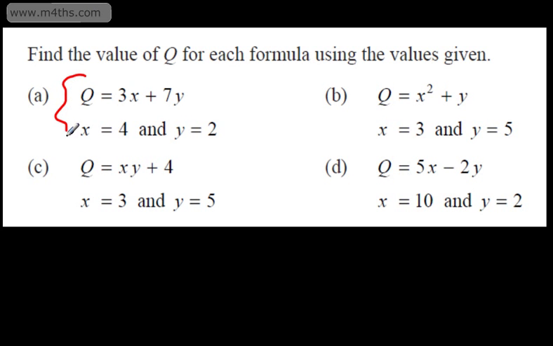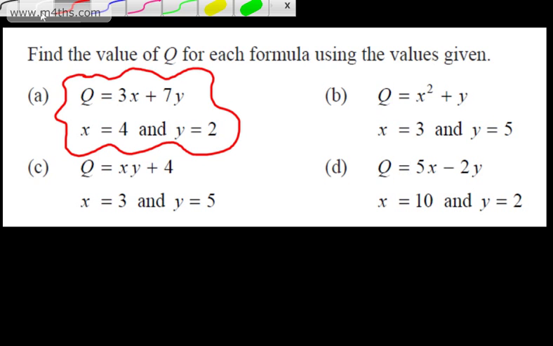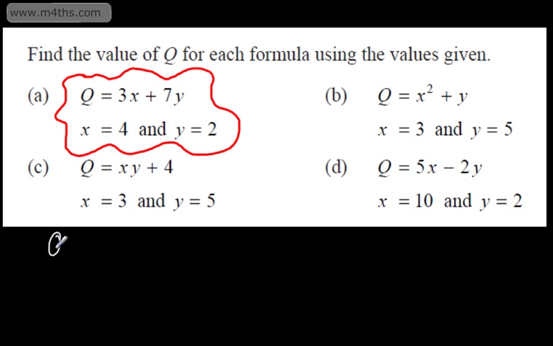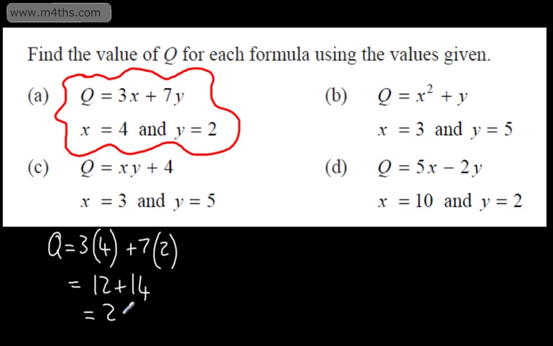So what we're being told now is Q is equal to 3x plus 7y. We're told x is 4 and y is 2. All we need to do is substitute these in. So we've got Q is going to be equal to 3 lots of x, well that's 4, so it's just 3 times by 4, plus 7 times by y, which is 2. So I can write this now as 12 plus 14, and that is going to give me 26.